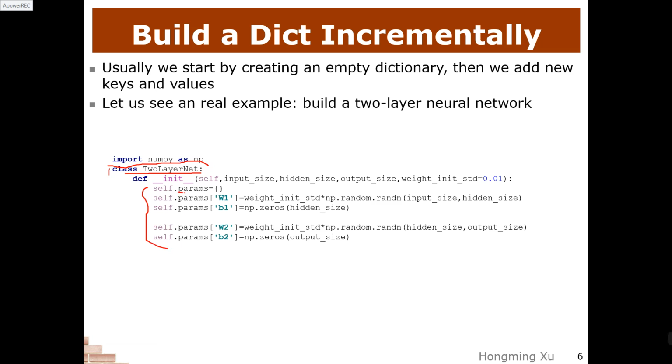We first define an empty dictionary, then we produce a key for this dictionary and assign values to this key. Similarly, we add another key and the corresponding values. We add two more keys with the corresponding values. So you can see we can use the dictionary to store parameters that we need to compute during some real project.